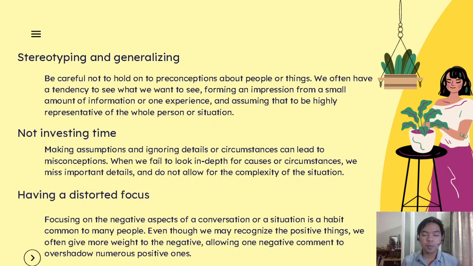Now, next is not investing time. Making assumptions and ignoring details of circumstances can lead to misconceptions.